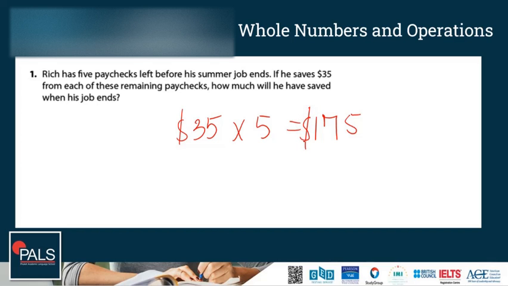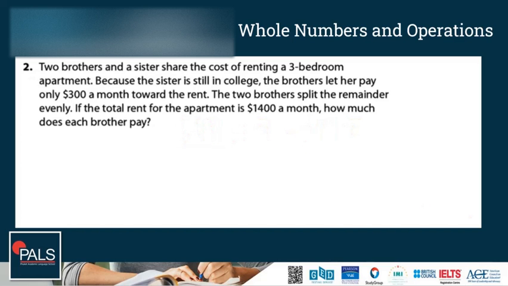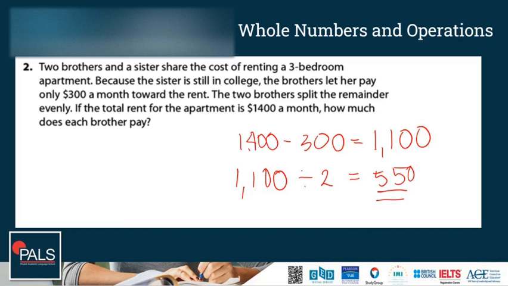Okay, the second question. Number 2, 2 brothers and a sister share the cost of renting a 3-bedroom apartment. Because the sister is still in college, the brothers let her pay only $300 a month toward the rent. The 2 brothers split the remainder evenly. If the total rent for the apartment is $1,400 a month, how much does each brother pay?